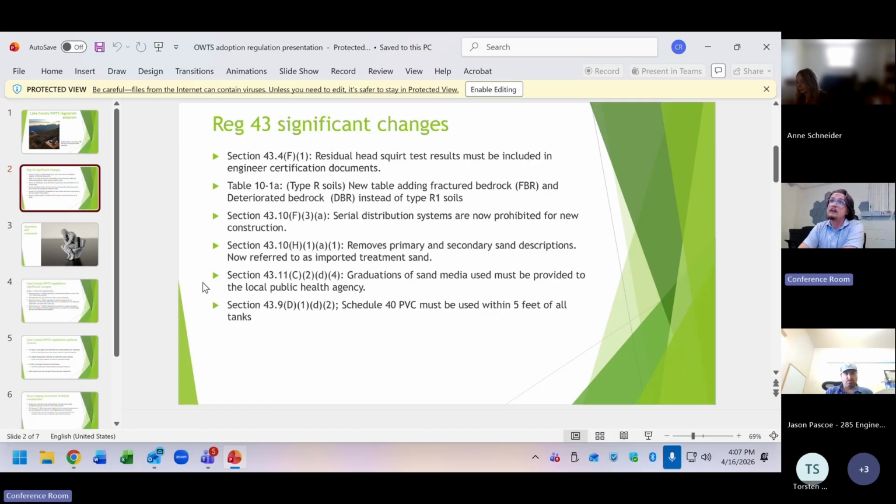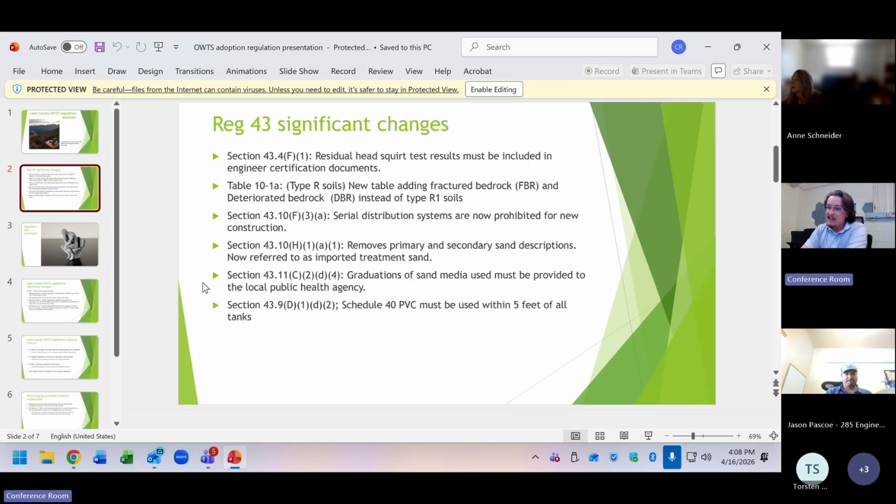What do we have next? Table 10-1A has been pretty much entirely revamped and updated in Regulation 43. They've gotten two new terms on there, the fractured bedrock and deteriorated bedrock. This just further goes into the different long-term acceptance rates and what kind of treatment systems you can have for the more specialized type of rocky soils. Instead of it just being R1, R2, R3, they now have the further differentiation between the fractured bedrock and deteriorated bedrock.